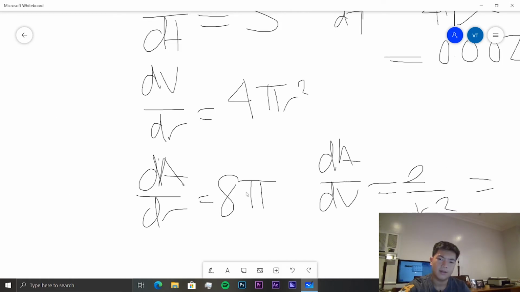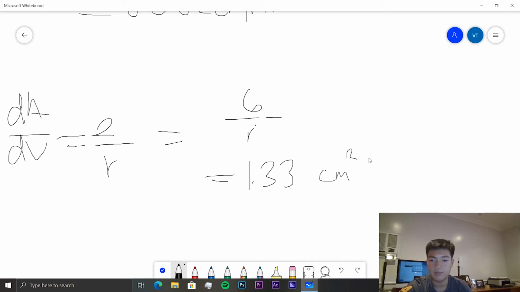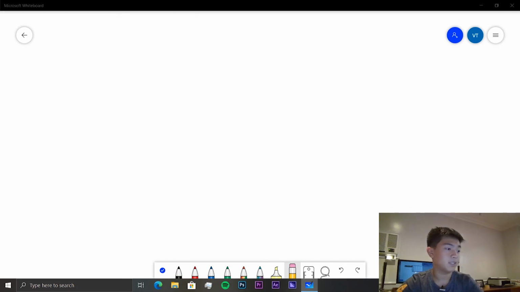8 pi r. Oh, 8 pi r. So this should only be 6 over r. So yeah, sorry. This should only be 6 over r. So 6 over 4.5 is what? 4/3. It's 1.333 centimeters squared per minute. So yeah, that was that one. And we have the final question now.